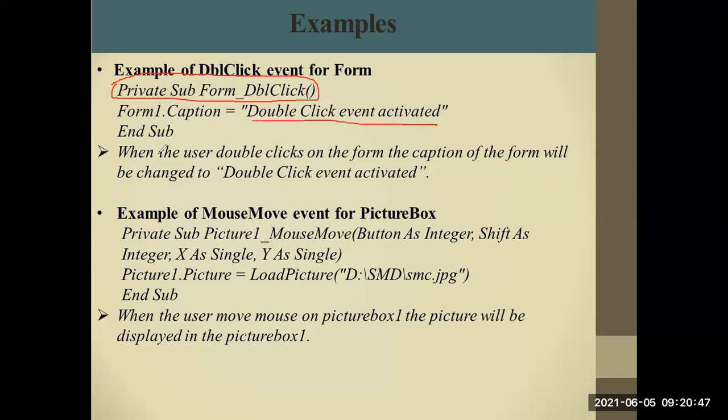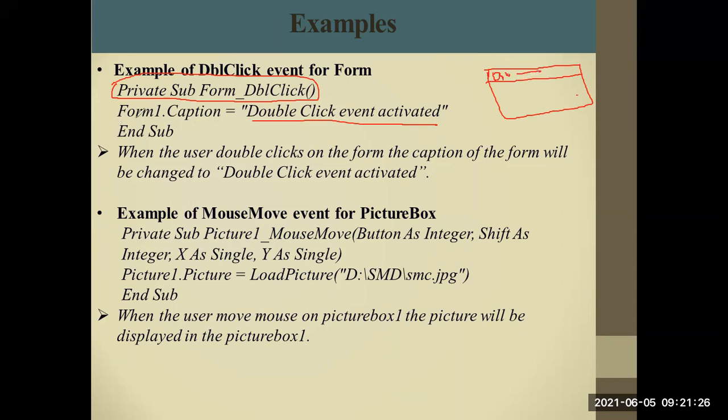Now what will happen when the user double clicks on the form? The caption of the form will be changed to "double click event activated". So whenever you double click anywhere in the form, the caption of the form, which basically tells the representative name of the form, will be changed to "double click event is activated".